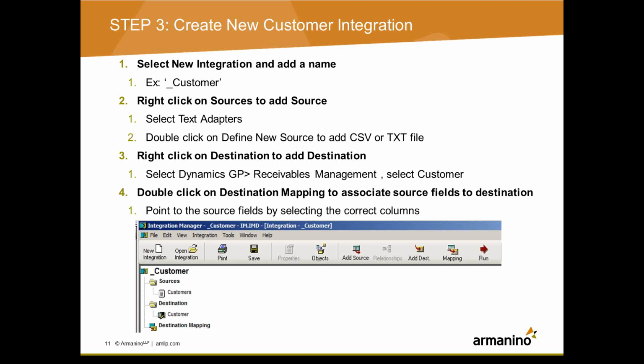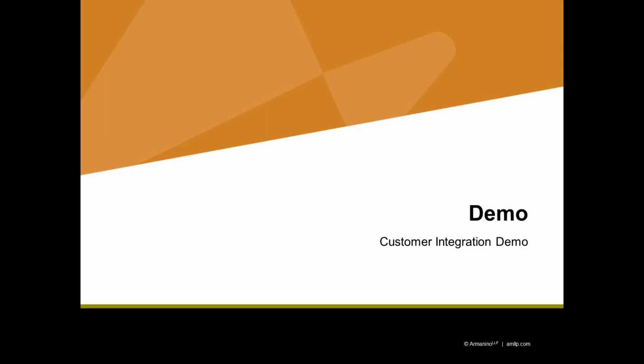The next and last step would be to go ahead and, in destination mapping, map the fields in our source file to the fields listed within the integration. Once that is all set up, we would save the integration and then we would run it. So it would be easier to actually take a look at this in our demo. So let's go ahead and move on to our demo.